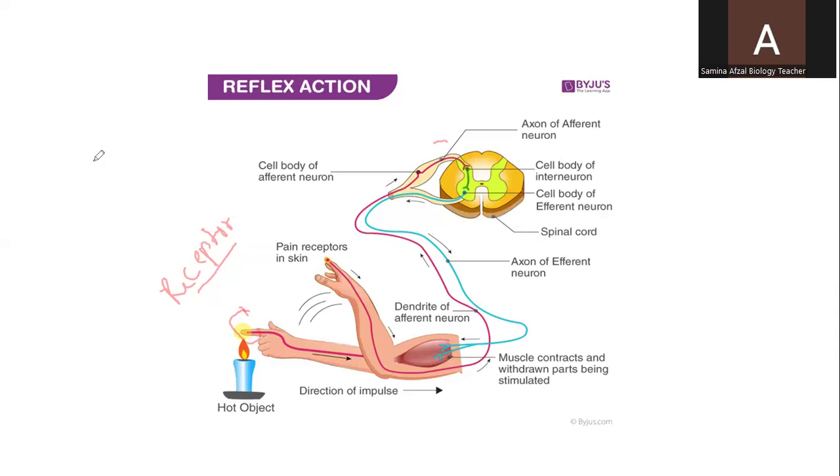So it is a very immediate response which can be brought about only because the message is sent towards the spinal cord, not towards the brain. This type of reaction is also called an involuntary reaction, and a few neurons, or you can say 2 or 3 neurons, are involved to bring about this type of response. So this is called a reflex action.